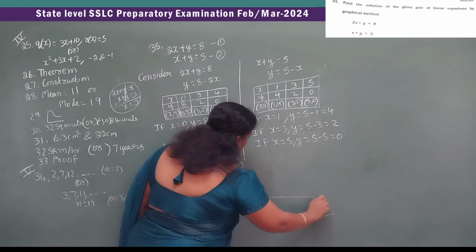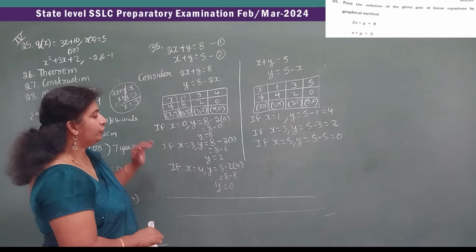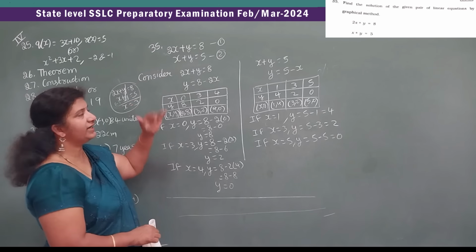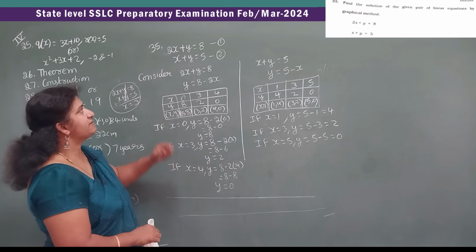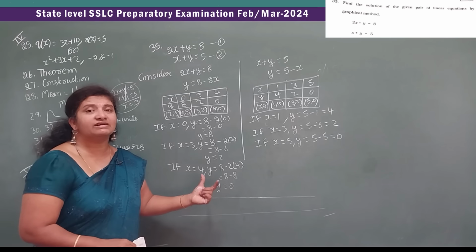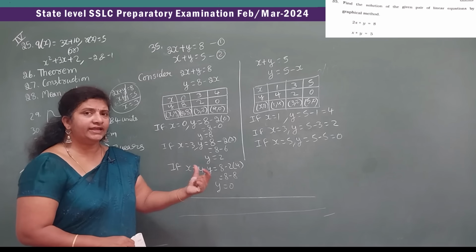Like this you should make tables, and on the rule sheet you have to do this, and you have to end up with two lines here. What are the two lines? Therefore, the pair of linear equations in two variables, or you can take the equations directly, 2x plus y equal to 8 and x plus y equal to 5 are intersecting graphically at, what is the coordinate at which they are intersecting?